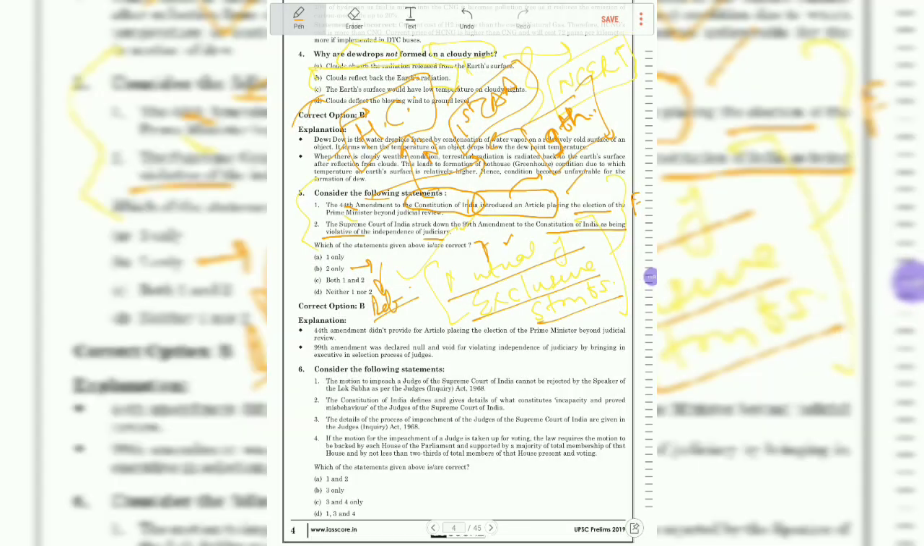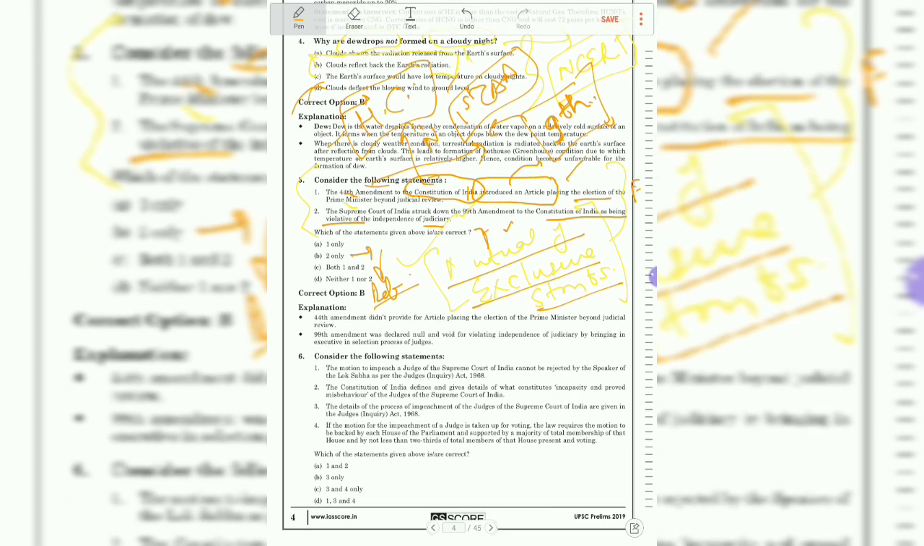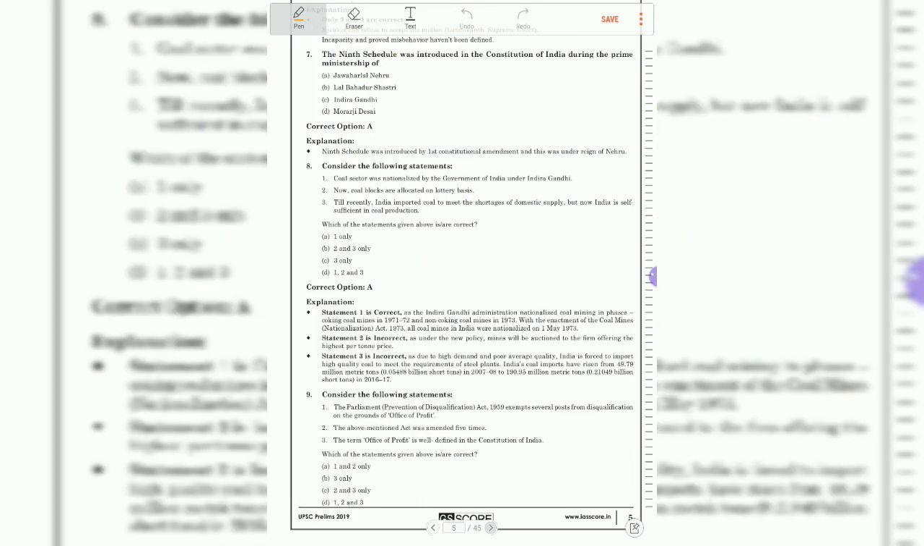So we have taken polity questions, we have taken environment. Now we'll take geography. We have also taken a geography question. We'll take history questions and economics questions, right? So I'll be looking for these questions, right? Again, this 9th Schedule question was there, so it was in the first basic fact.